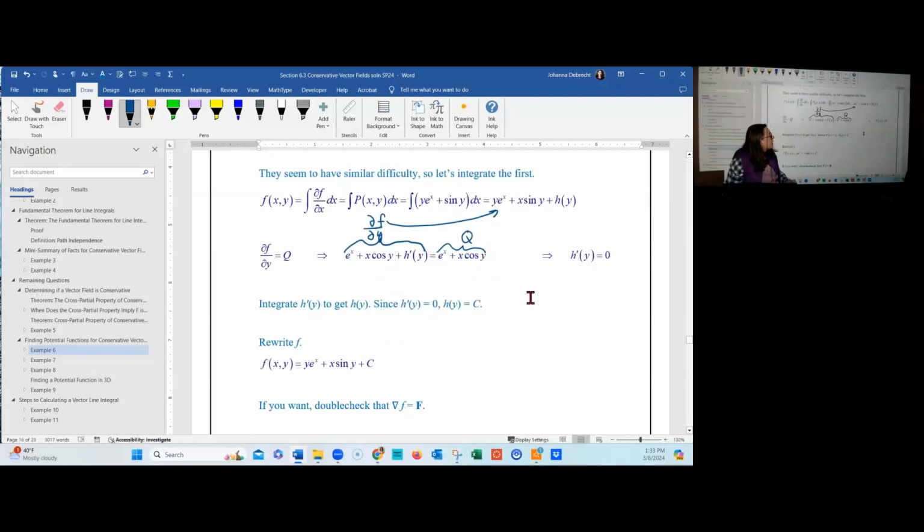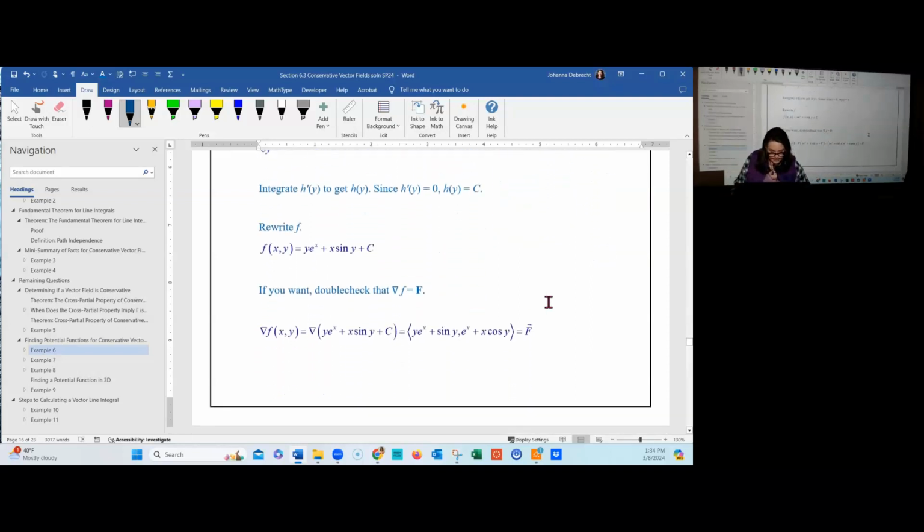Now I'm going to rewrite my f, which is y e to the x plus x sine of y plus h of y, with h of y replaced with a constant. If I want to, I can double check that this does give me the vector field when I apply the del operator to it. Del of lowercase f, is that equal to the vector field uppercase F? If we verify, we see that in fact, it is equal to the vector field.